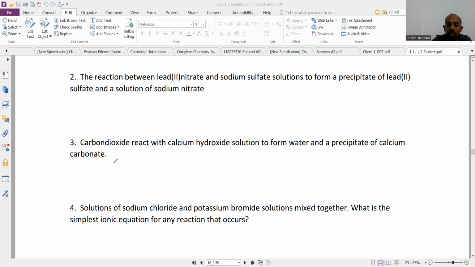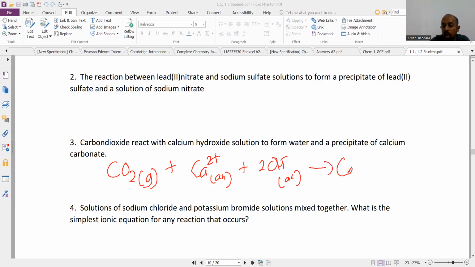Carbon dioxide. We wrote this equation earlier. It's a gas. Calcium hydroxide solution. So I'm writing it in the ionic way, to form calcium carbonate. We wrote this equation earlier, that's why I'm writing the ionic one. And water. And this is the ionic equation. Nothing else, because there are no spectator ions.